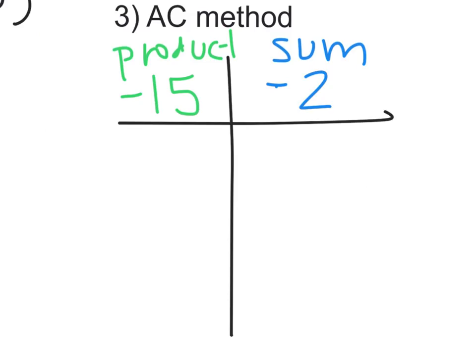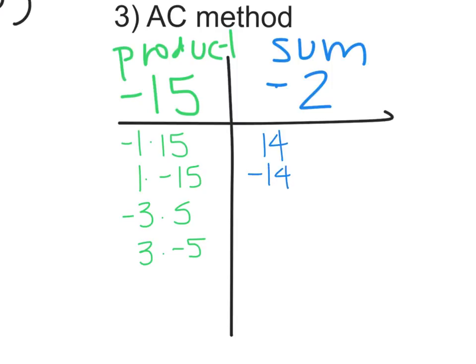So if I start listing my factors of 15, I have negative 1 and 15. I have 1 and negative 15. I also have negative 3 and 5, or 3 and negative 5. And then if I find their sums, I get 14, negative 14, 2, and negative 2. So I do have a set that works here. I know that my numbers I'm going to be using are positive 3 and negative 5 because those are the ones that gave me a sum of negative 2.